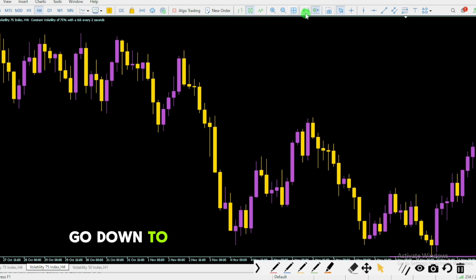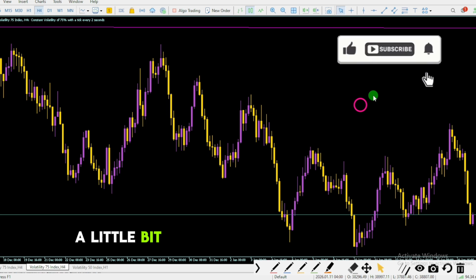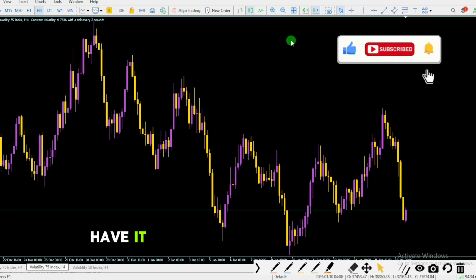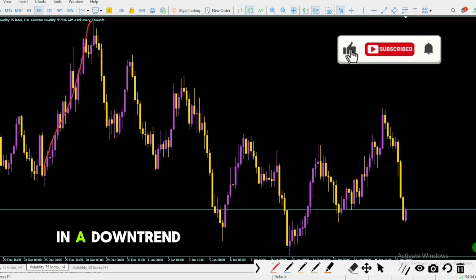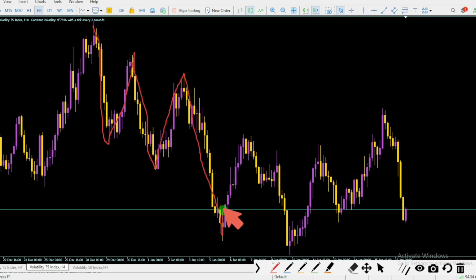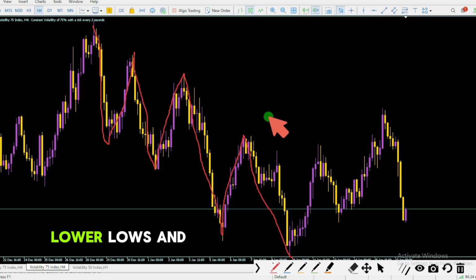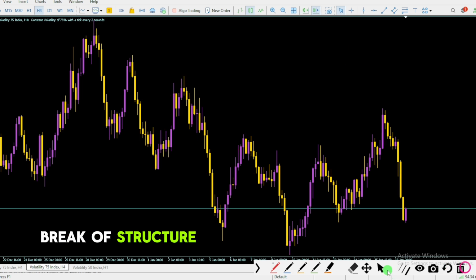Now we would go down to the H4 time frame, and on the H4 time frame I will zoom into the chart a little bit and from there see what the market is doing. And here we have it. So currently this market is clearly in a downtrend. I'm going to start from here. I won't bother looking too far backwards. This place is just perfect. You can see the market was printing lower lows and lower highs, but at this point we had a break of structure to the upside.